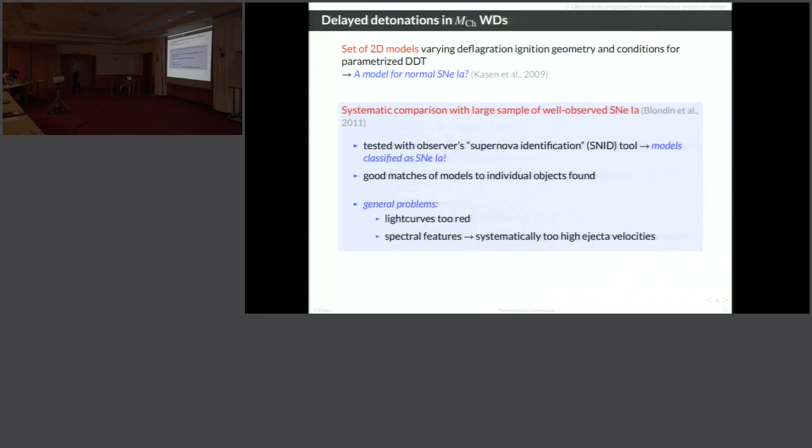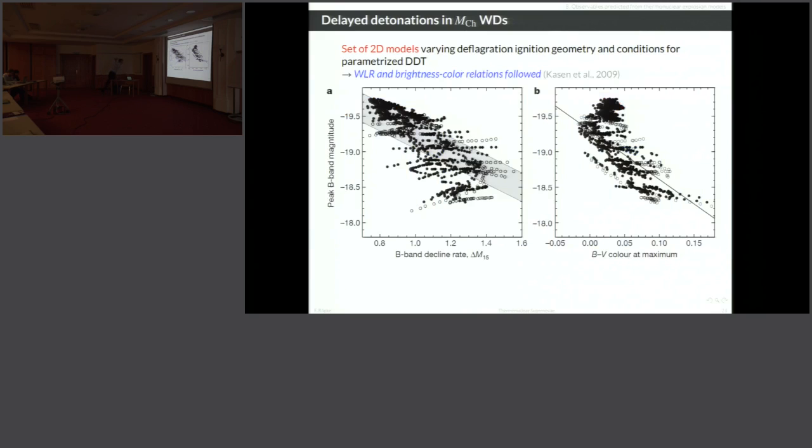So in general, the predicted light curves by these delayed detonations in Chandrasekhar white dwarfs are too red, and the spectral features show systematically too high ejecta velocities. A nice feature of this set of models was that it actually seemed to follow, at least in a certain sense, the trend of the width luminosity relation. That's the observed width luminosity relation.